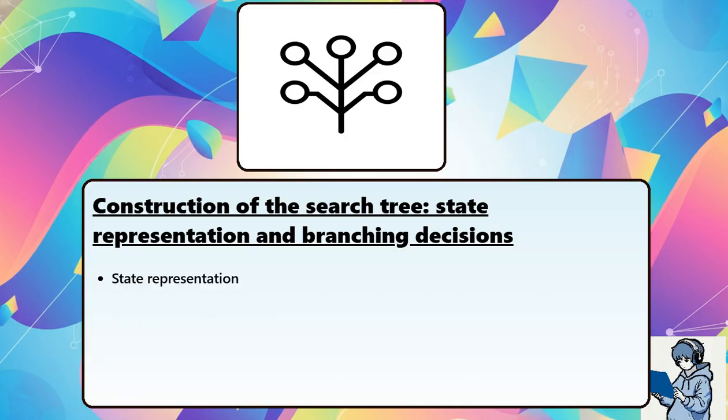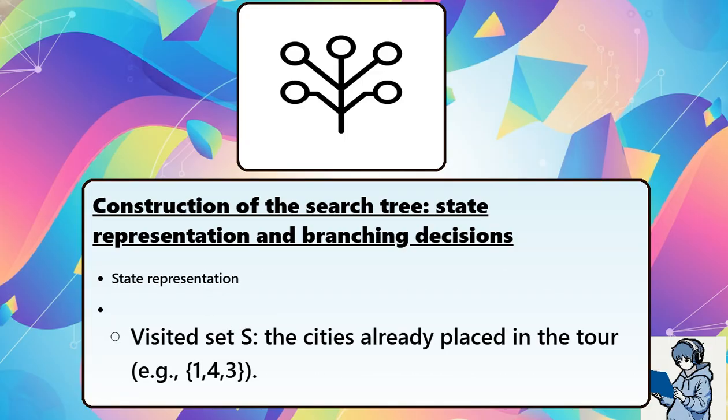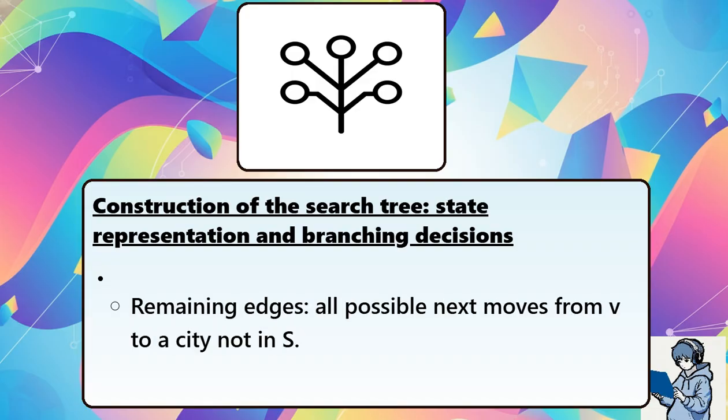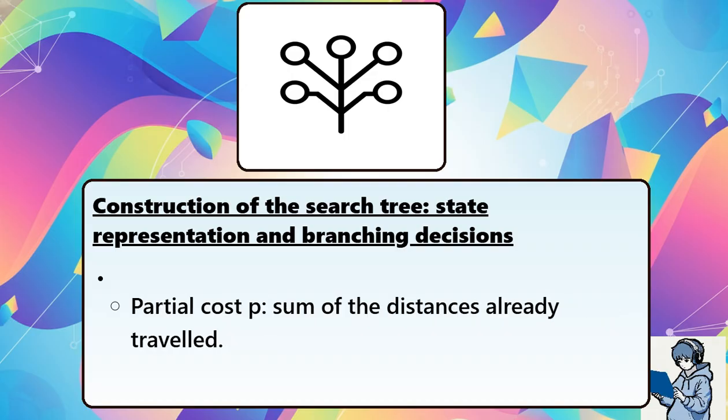State representation. Visited set S: the cities already placed in the tour, for example {1, 4, 3}. Current city V: the last city added to the partial tour. Remaining edges: all possible next moves from V to a city not in S. Partial cost P: the sum of the distances already traveled.